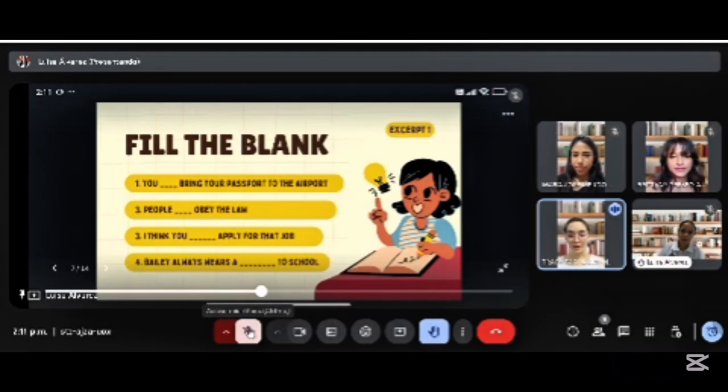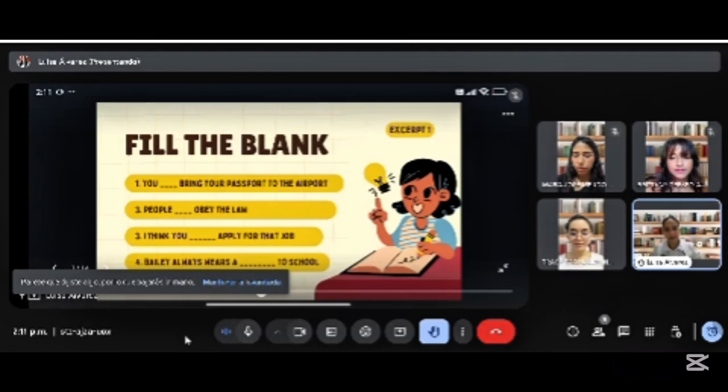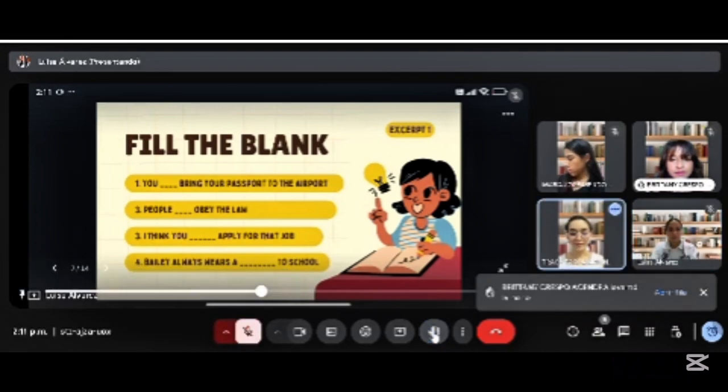Lisa, you also want to add something? I think the next one is the same, like people must obey the law. Like something you have to do, mandatory. Yes. Excellent. Thank you. And now, Brittany. I think the third one is should, like it's not obligatory, but it's advice for the person. Yes. Excellent. Thank you so, so much.